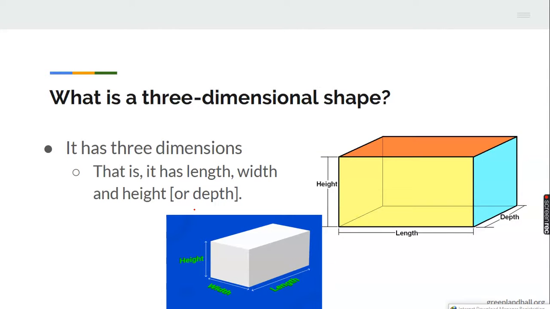A three-dimensional shape has three dimensions. That is, they have the length, the breadth or depth, and height, or say length, width, height, or depth. Okay?